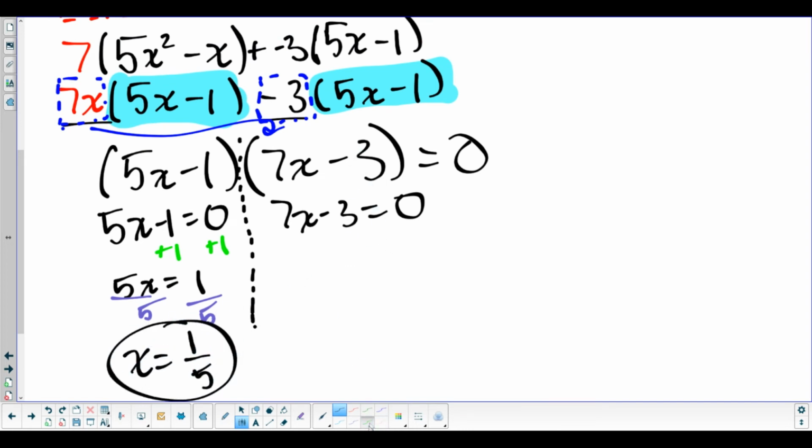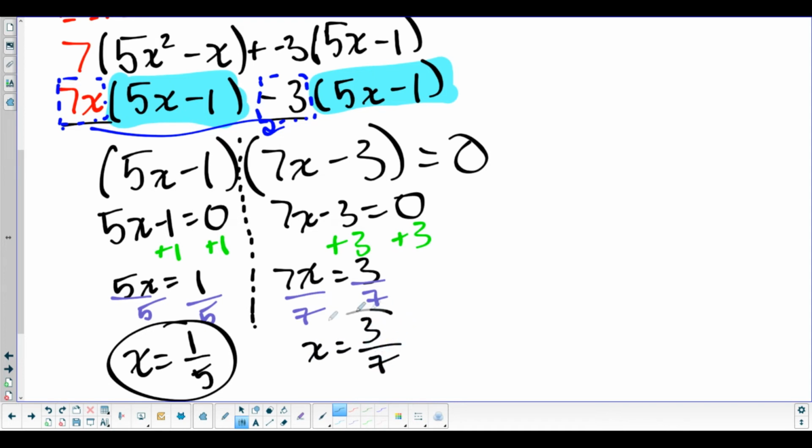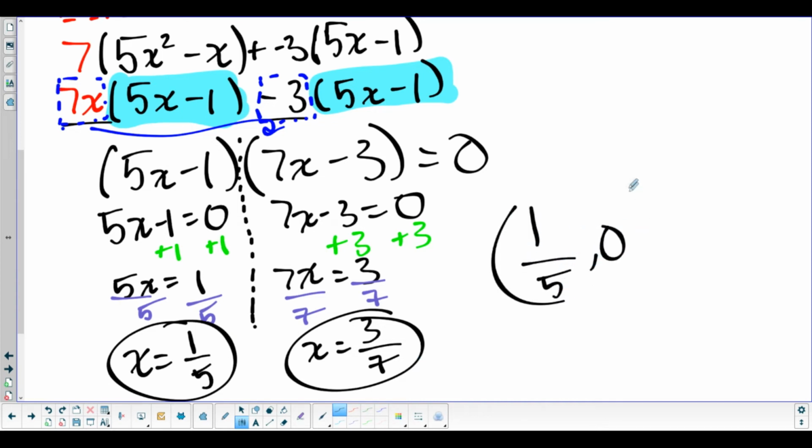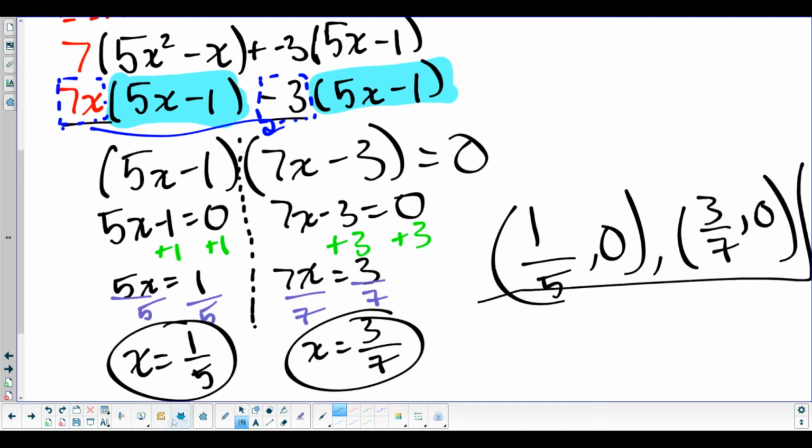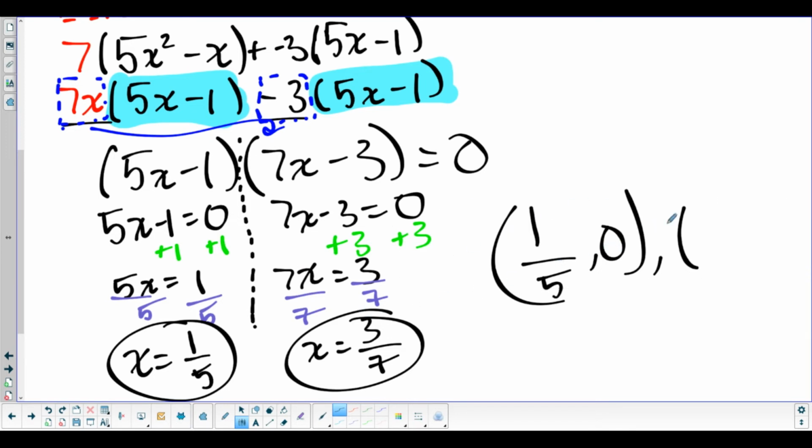Then on the right-hand side, I'm going to add 3 to both sides and get 7x equals positive 3. Then I'm going to divide by 7, and I get x equals 3/7 as my other solution. Which means that my 2 points that I'm looking for are (1/5, 0) and (3/7, 0). And that would be my answer, what I'm looking for. Oops, it just erased everything. (3/7, 0).